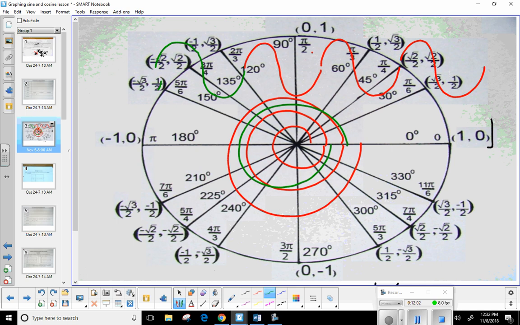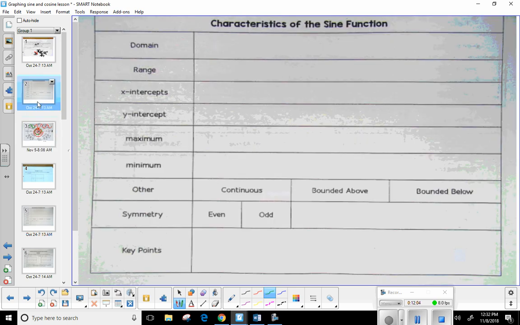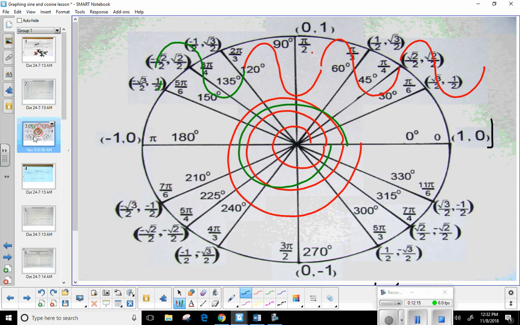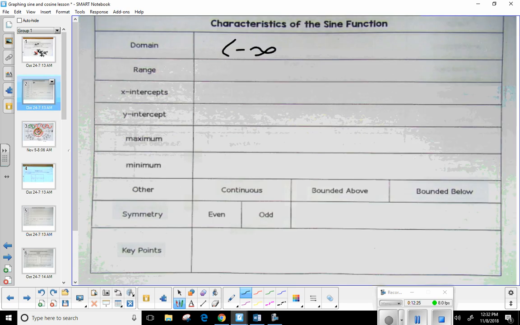All right, well, let's go ahead and take a look at some interesting ideas about the sine function. What do you think its domain is? Because think about it, the domain is the number of times you can rotate, right? Well, how many times can I rotate? I can rotate as many times as I want. This graph can keep going forever in both directions. So it's all real. So I'll go ahead and say negative infinity to infinity.